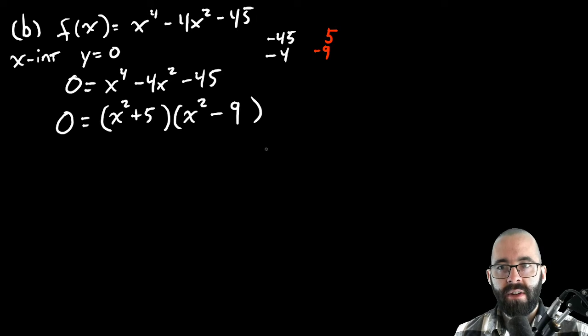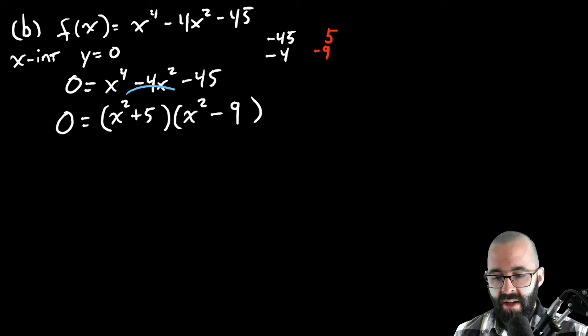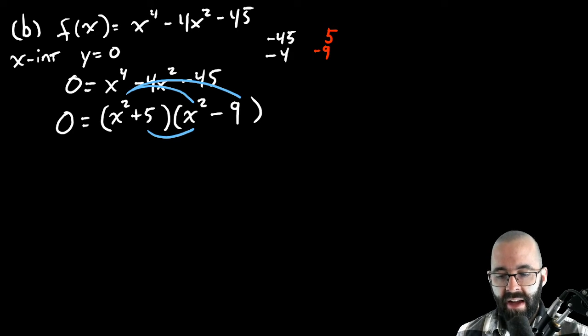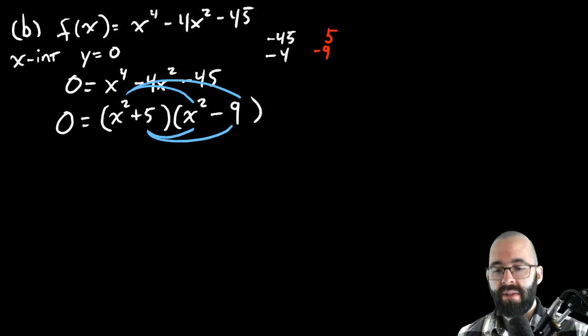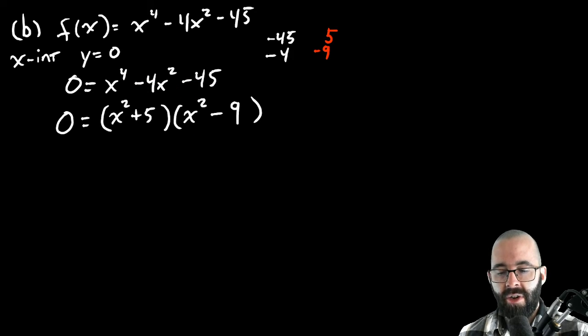Every time you factor, you should check to see that you're doing it right. So whether that's in your head or off to the side, x squared times x squared is x to the 4th. Minus 9x squared plus 5x squared is minus 4x squared, minus 45. Okay, so this is indeed the correct factorization.